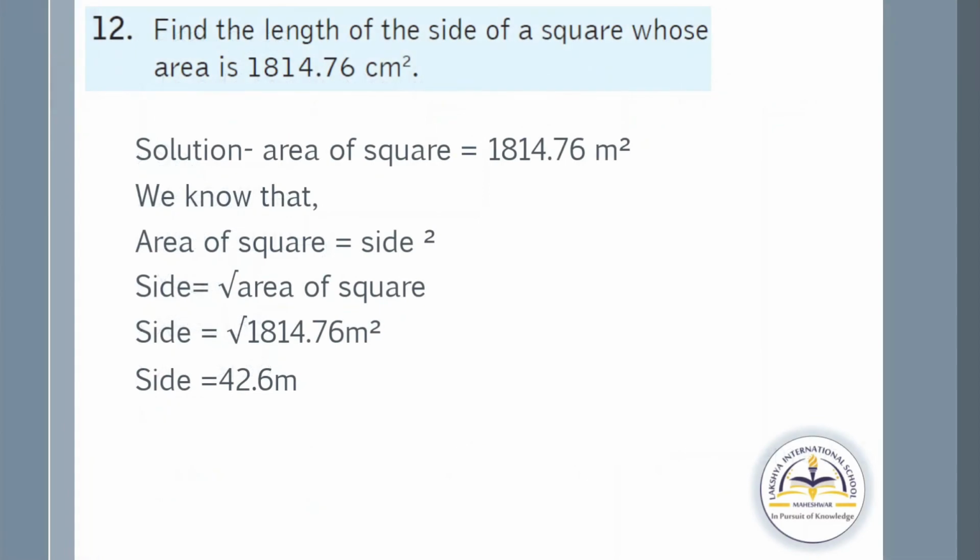Question number 12. Find the length of the side of a square whose area is 1814.76 centimeter square. The area of the square is given. Now we know that area of square equals side square. Now we have to find the side. Side equals root 1814.76. When we solve, our answer is 42.6.